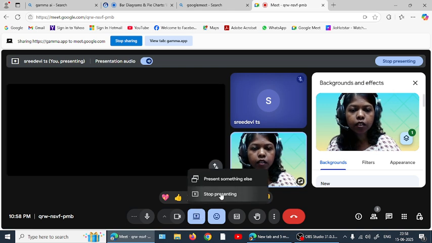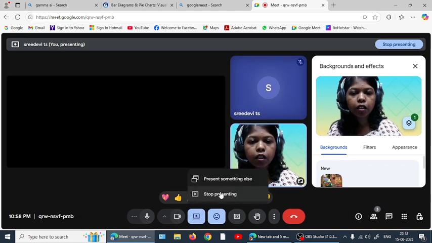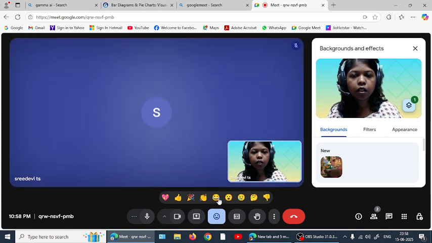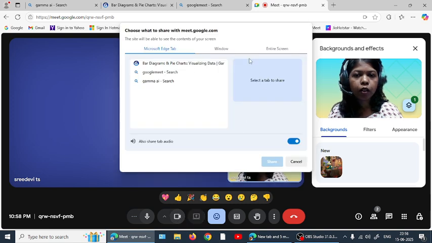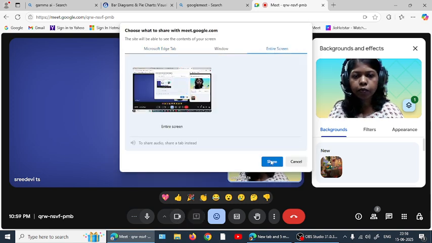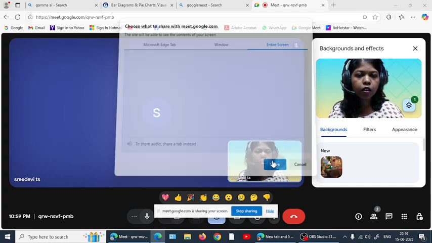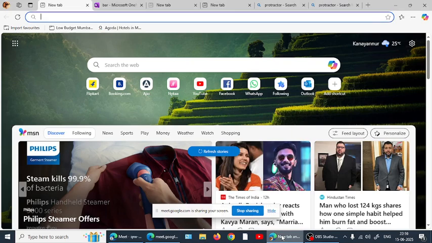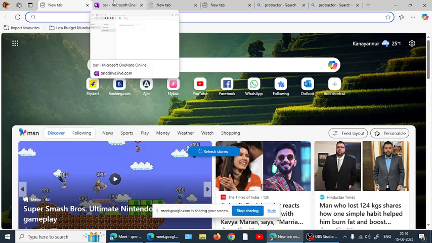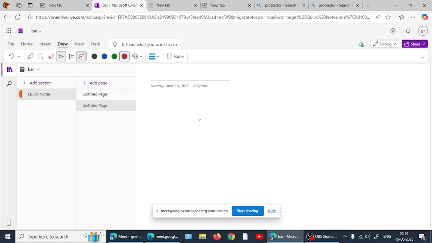Then you can... now I think you can see my window. Can you see? Yes. Okay.